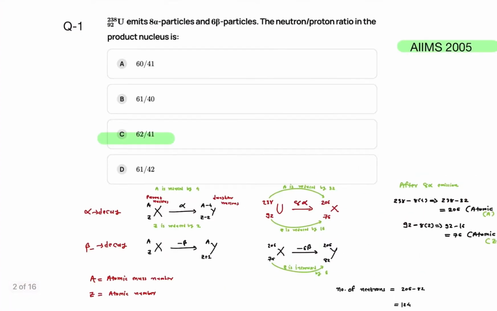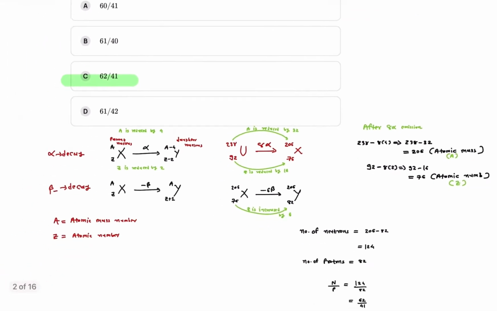Question number 1: U-238 (92) emits 8 alpha particles and 6 beta particles. The neutron to proton ratio in the product nucleus is? The question was asked in EAMCET 2005.